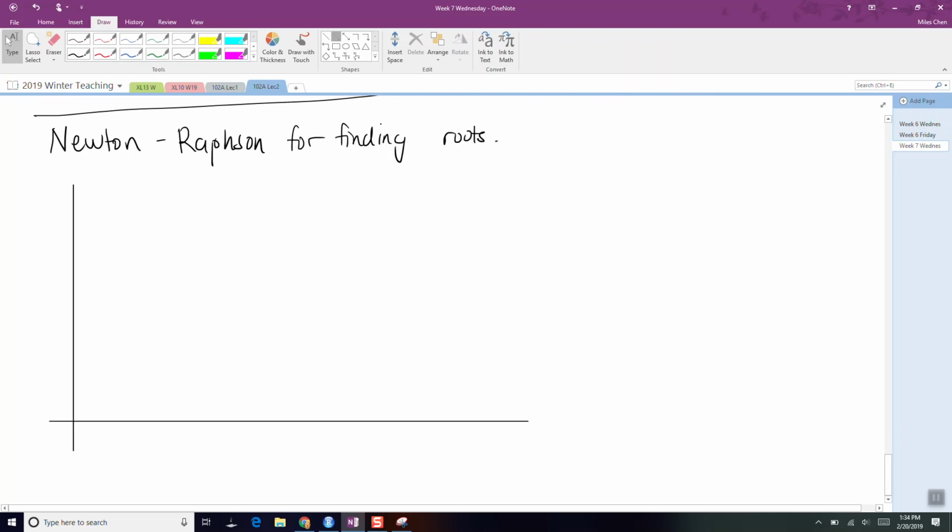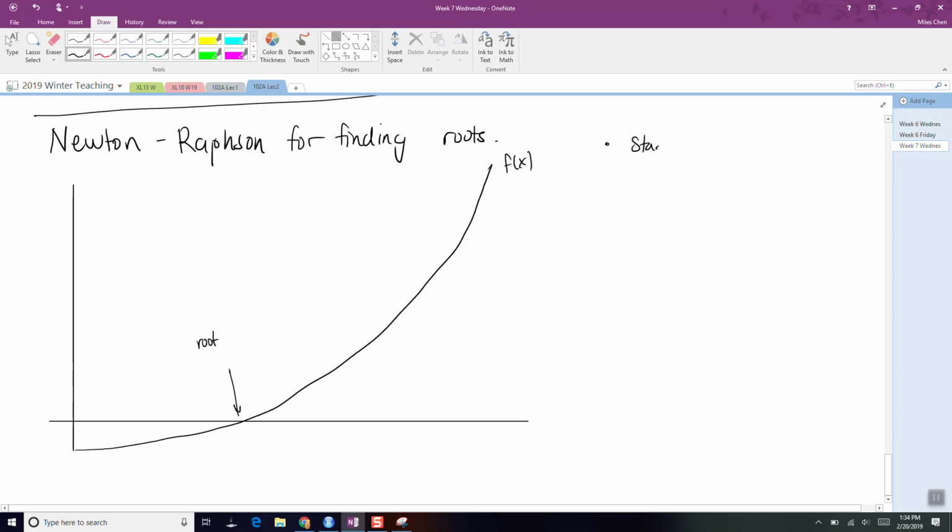Okay, so let's say I have some function that looks like this, okay? And this is our root. So here's my function f of x, okay? This is my root that I want, okay? And this is how it works.